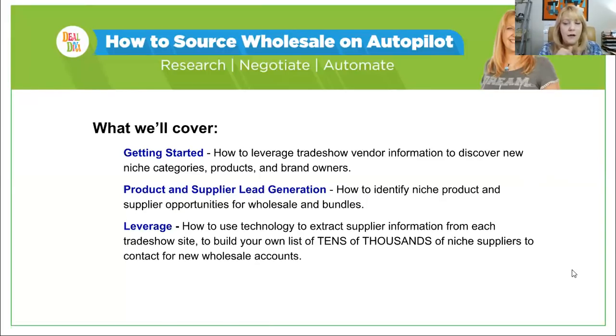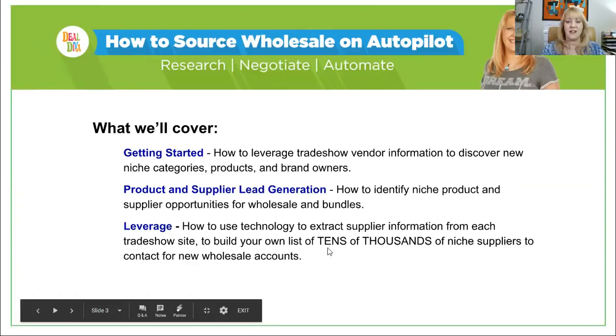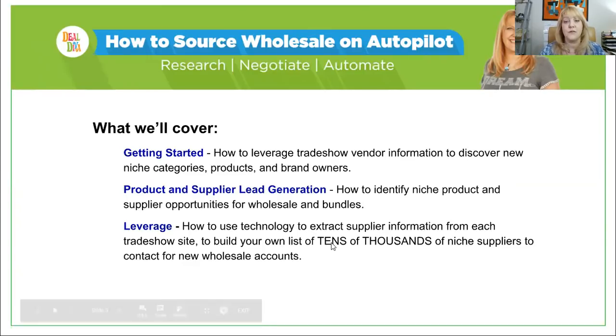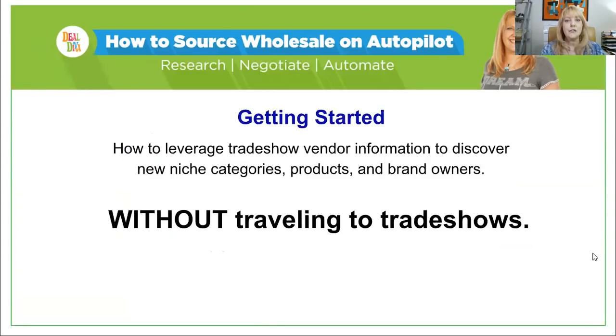If you've heard my other webinars, I talk a lot about identifying fanatical niche markets and the passions and the problems in those markets. And the more niche, the better. Then, how to use technology and outsourcing instead of sitting there copying, pasting and emailing, to get that supplier information from each trade show website automatically, so you can build a list of tens of thousands. I'm not exaggerating at all. Tens of thousands of niche suppliers that you can then contact to set up wholesale accounts. So let's get started.